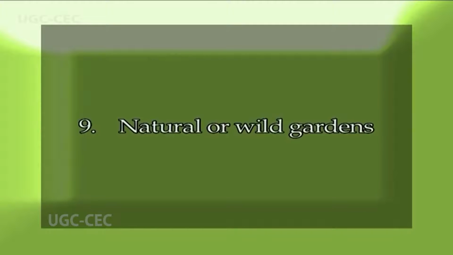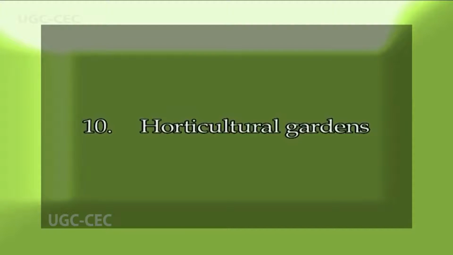Number 9, natural or wild gardens. These are confined to an area of natural or semi-natural vegetation which is protected and managed. Number 10, horticultural gardens. These are regulated by the horticultural departments and are also open to the public.